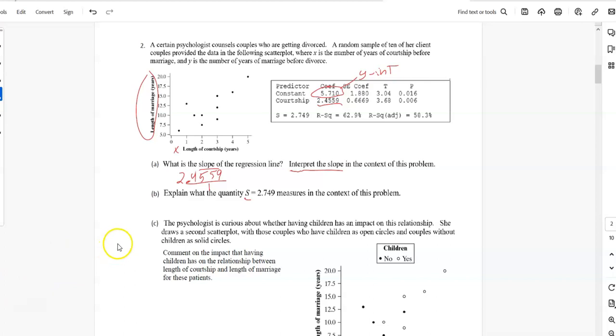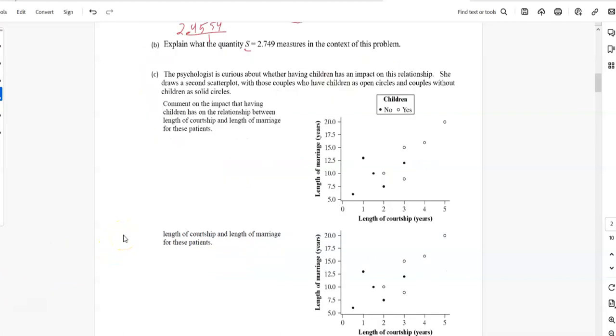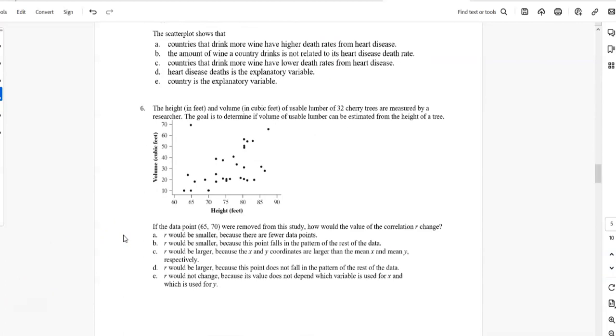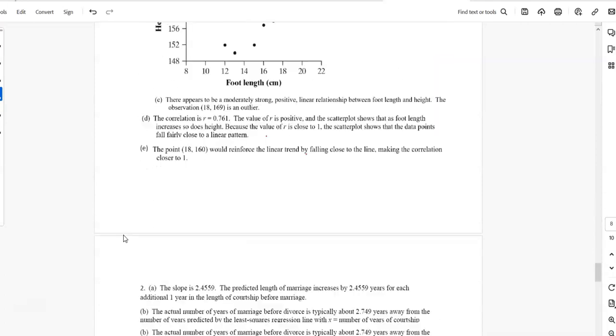Let's see what they said for that one. Boy, that's hard to say in words. Let's just scroll down to number 2, the answers for that one.